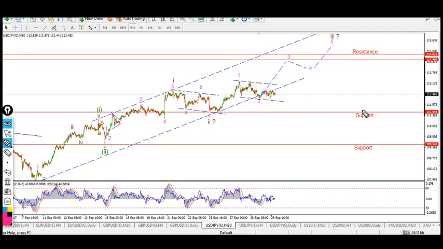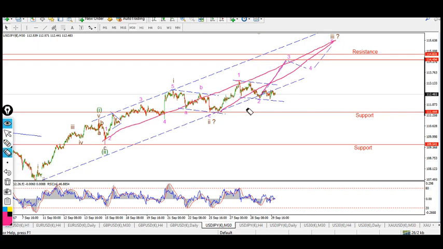The important key low here, key support, is 111.44, which I've mentioned a few times over the last few days. A break of the wave 1 high here will confirm that we're moving up again in another impulse. So we should be talking right now about moving up in wave 3 of wave 3 of wave 3.